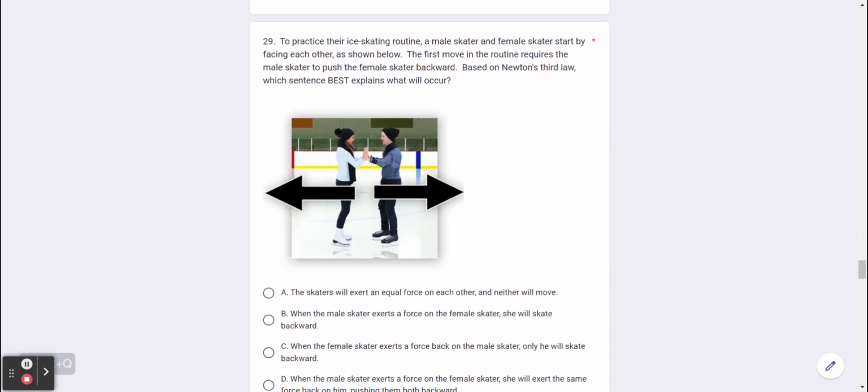29. To practice their ice skating routine, a male skater and female skater start by facing each other as shown. We did this in TCI, by the way.